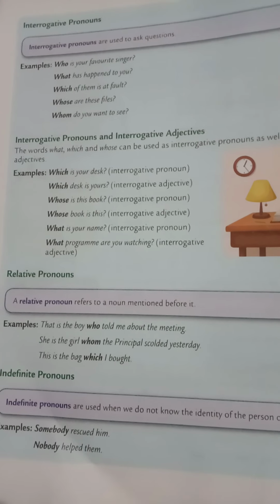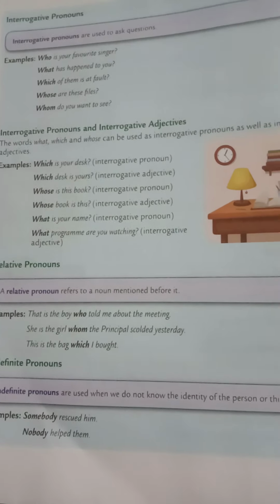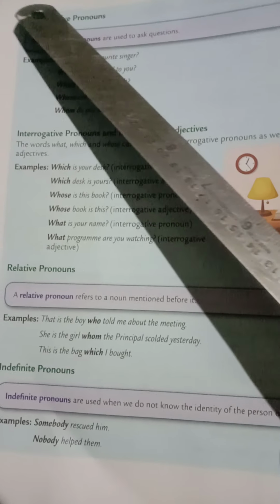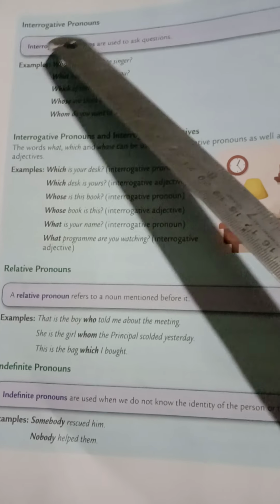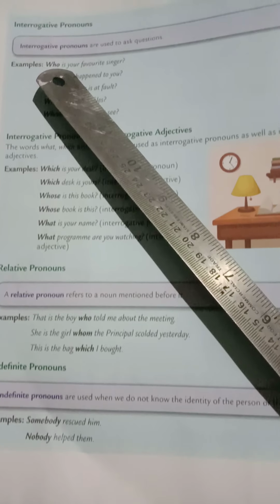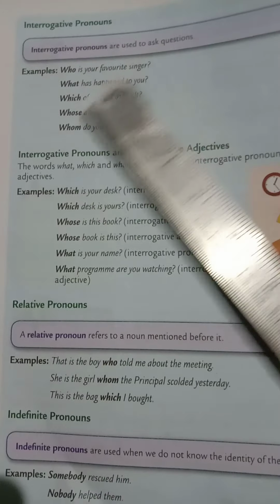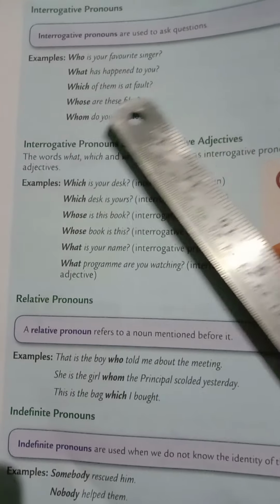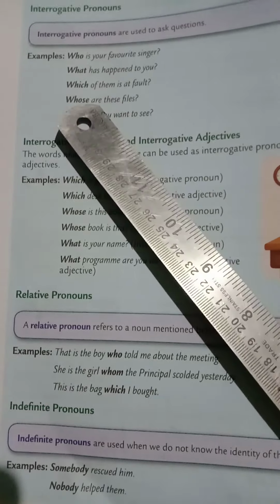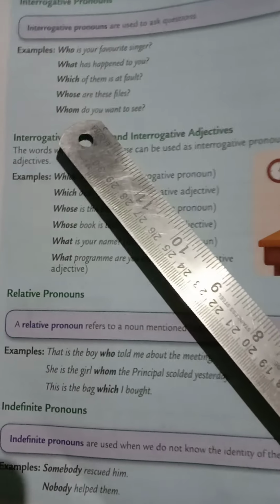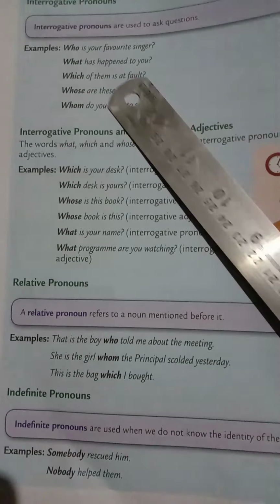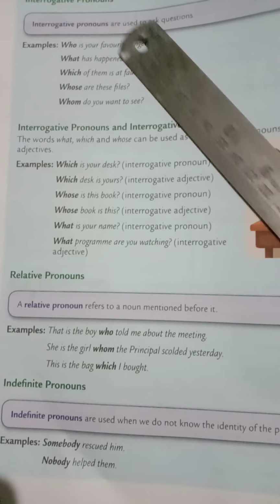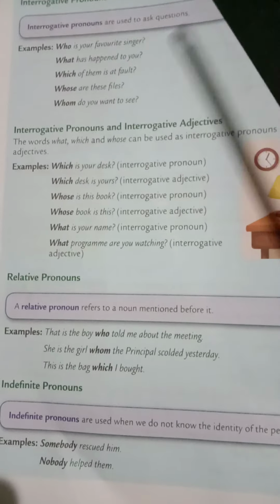Next is interrogative pronoun. Very easy. So interrogative pronoun. When you hear the word interrogative, it means asking a question. So interrogative pronouns are used to ask questions. For example, who is your favorite singer? What has happened to you? Which of them is at fault? Whose are these files? Whom do you want to see? So these, who, what, which, whose, whom, are all interrogative pronouns and they are asking questions.